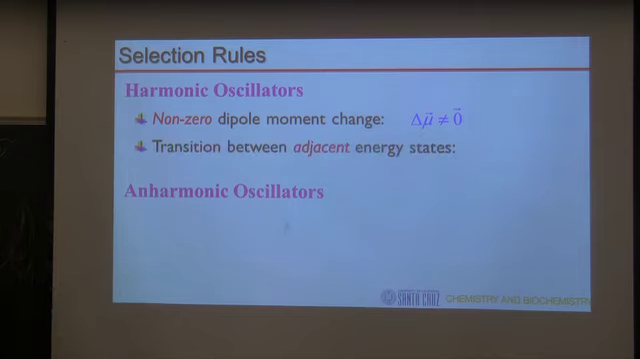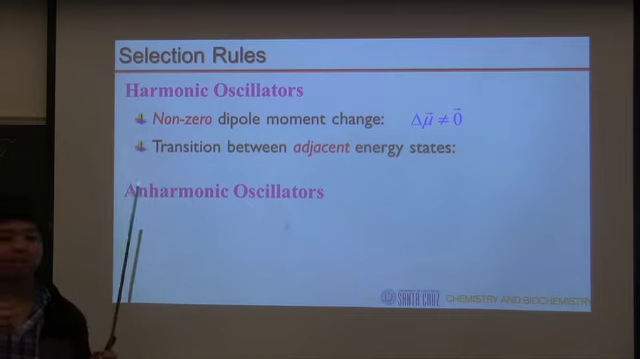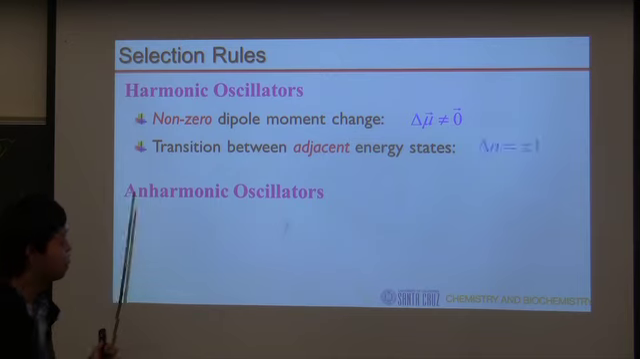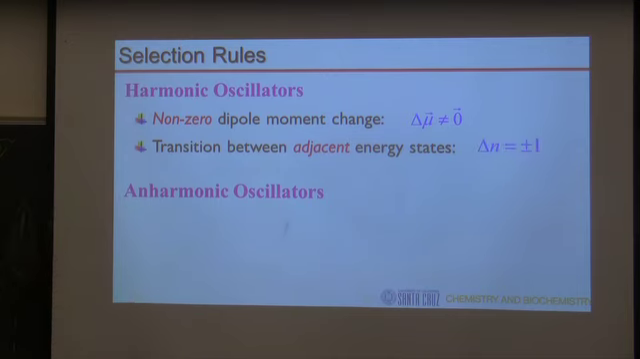The second one is that the transition must be between adjacent energy states. That's what I said before. Your delta n must be plus or minus 1. You must go one step at a time. One step up, one step down. You cannot go two steps. Okay, these are the two rules for the harmonic oscillator.